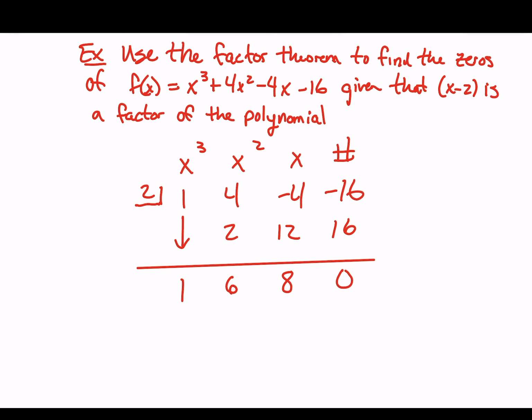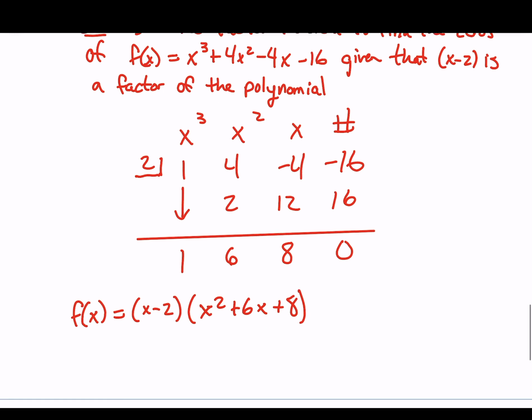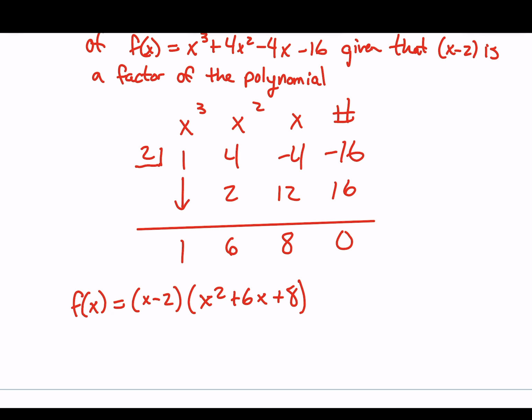Okay, so our next step is to write the polynomial as a product of x minus 2 and whatever the quotient was. So f of x is equal to x minus 2 times, again, we step down 1 power from our highest power, which will be 2, and we use that coefficient for that term, so we get 1x squared, or just x squared, plus 6x plus 8. Okay, now we want to factor x squared plus 6x plus 8. How do we do that?